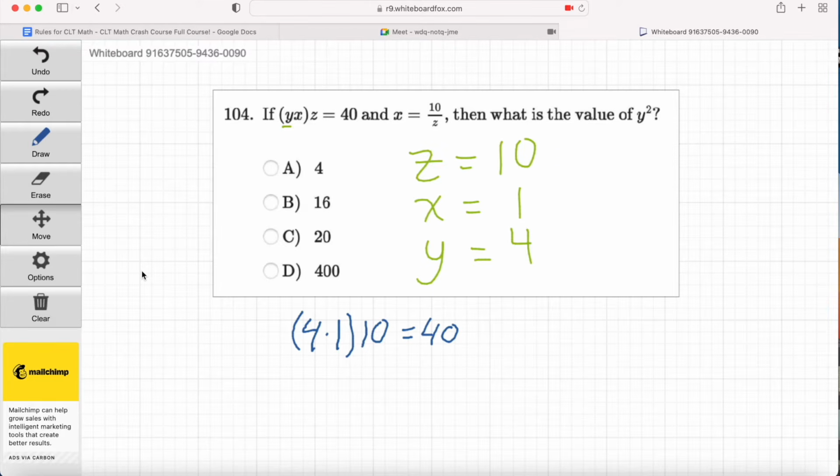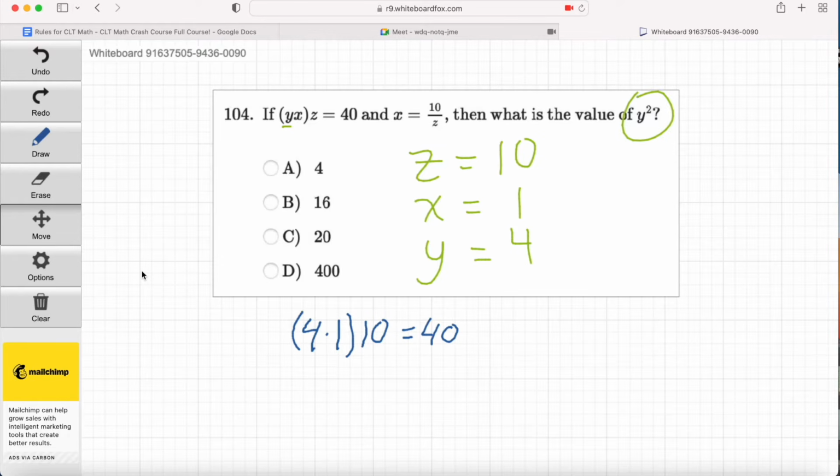Yeah, absolutely that works. Right, 4 times 1 is 4, times 10 is 40, beautiful. And double checking the right-hand side again, 1 equals 10 divided by 10, beautiful. This works. So we've got values that work for both equations. I think we're good. Remember, we're solving for the value of y squared.